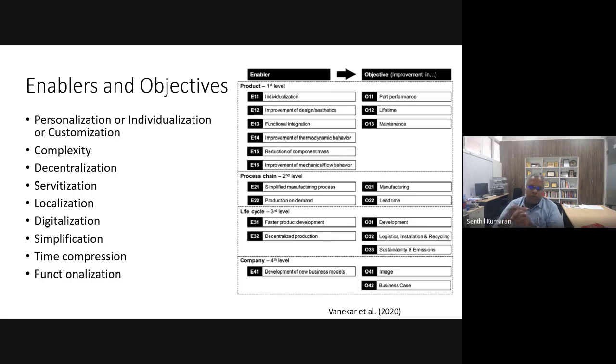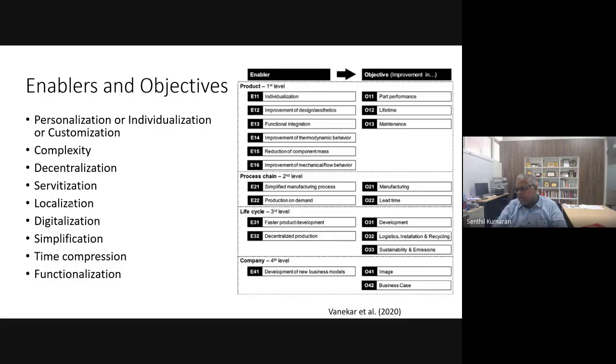Okay, so this is what I think from this particular paper. You can see this from this paper. He has given individualization and improvement of design and aesthetics, functional integration, improvement of thermodynamic behavior, reduction of component mass. So he's talking about all these aspects. I gave it generically, but he's taking it very specifically. For example, reduction in component mass means lightweighting. That means he is able to take more complex shapes. Okay. So what is localization?